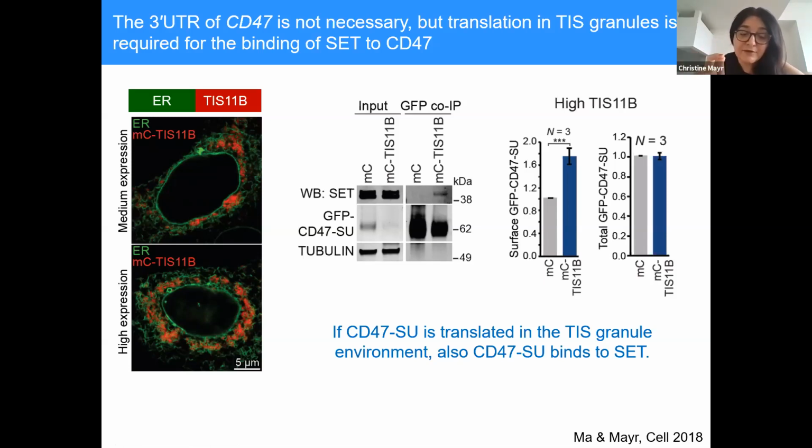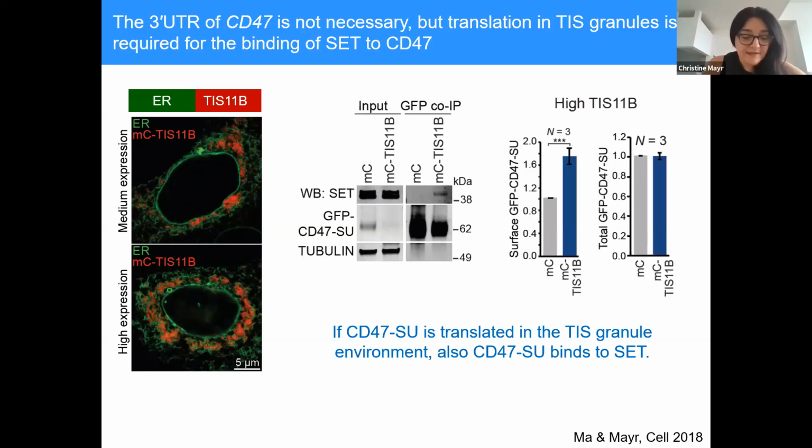If a protein is translated in TIS granules, it can form the protein-protein interaction between SET and CD47. And this protein-protein interaction cannot occur when the protein is translated outside of TIS granules. The UTR is still important because it allows the protein to be translated in a specific environment, and the UTR probably contributes to the environment. But here it's really translation in a specific subcellular compartment that determines the protein-protein interaction between SET and CD47.